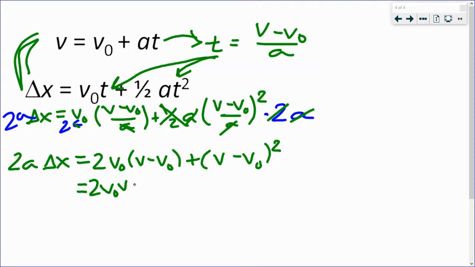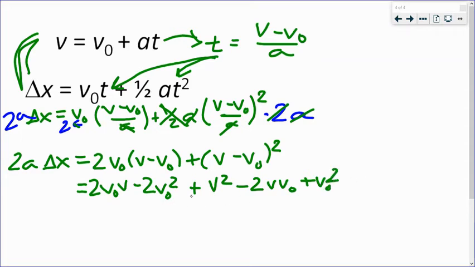2v0v minus 2v0 squared. Okay, the second term, we're going to have to distribute the square. That means we get v minus v0 times v minus v0. If you remember from algebra, that gives us something like this: v squared minus 2v v0 plus v0 squared.